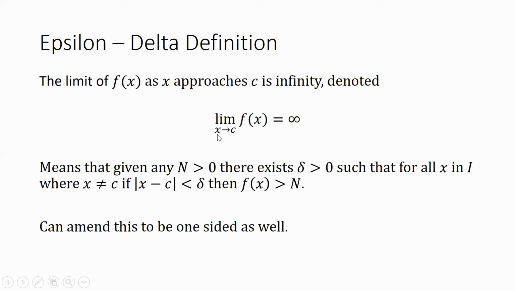I did this limit as x goes to c, but you could have also amended this pretty easily to be x goes to c from the left and x goes to c from the right. So you could have done the plus or the minus in the exponent there. And then you just force x to be greater than c or less than c, depending on whether you're approaching from the right or from the left.